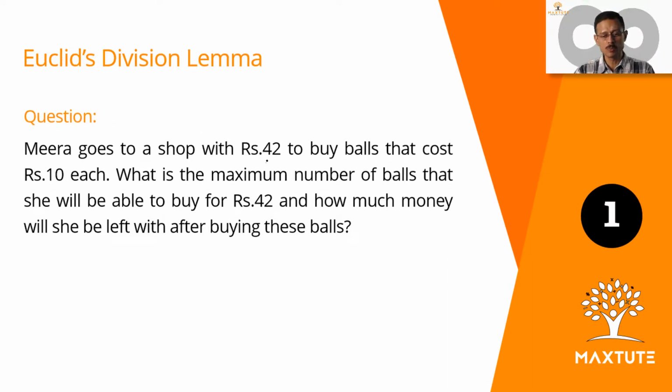Meera goes to a shop with rupees 42 to buy balls that cost rupees 10 each. We need to find two things in this question. The first one, what is the maximum number of balls that she will be able to buy for 42 rupees? And the second one, how much money will she be left with after buying these balls?